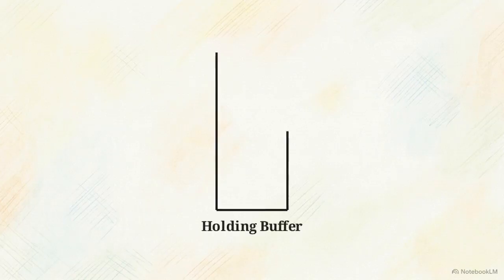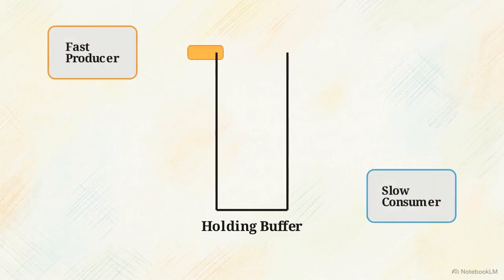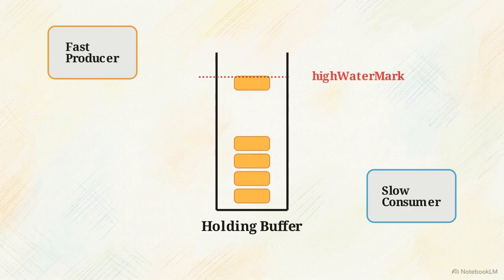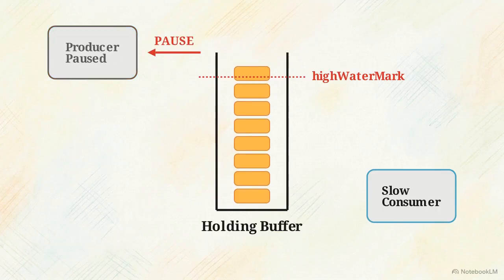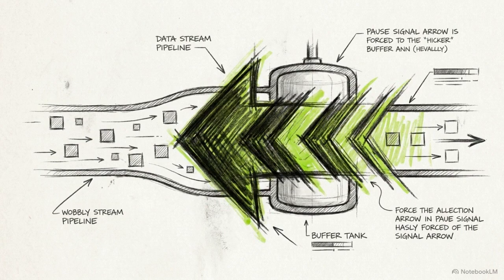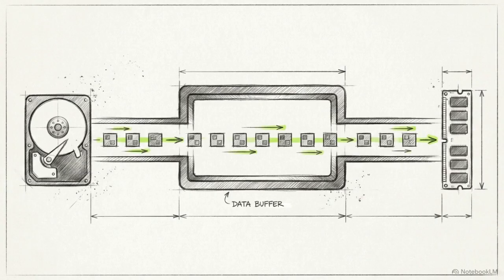To manage this, Node.js uses an internal holding buffer. The fast producer pumps data blocks into this buffer, and the slow consumer pulls them out at its own pace. Because the producer is faster, the internal buffer eventually fills to capacity. This specific capacity limit is defined by the high watermark setting. When the data hits the high watermark, the system sends a pause signal backward through the pipeline to the producer. This upstream feedback loop is what we call back pressure. Mastering streams requires an engineer to orchestrate active flow control to prevent silent, runaway memory bloat in production.